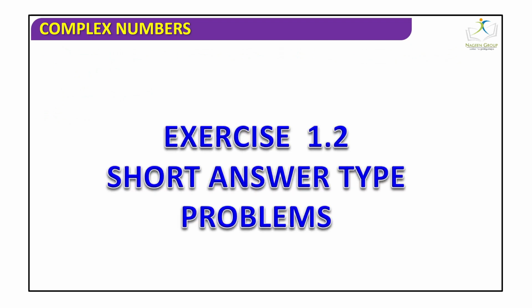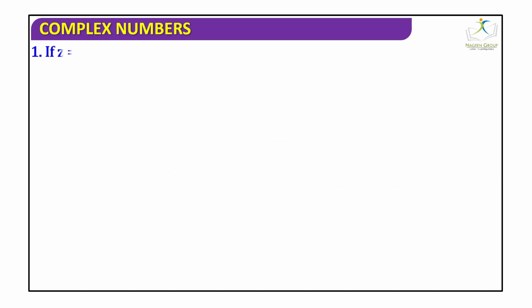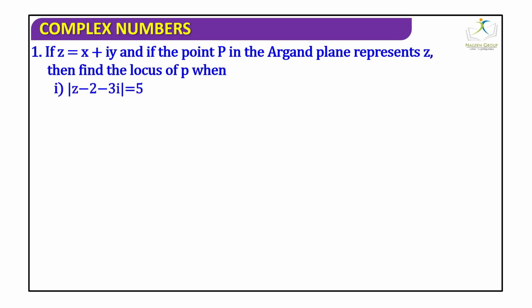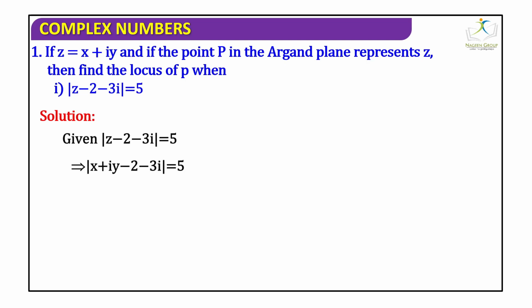Now this is Exercise 1.2, short question answer type problem. Here we have if z equal to this, then find out the locus of p when we have modulus of z minus 2 minus 3 iota equal to 5. What you have to do is find the locus. So first of all we put the value of z here. It's x plus iota y minus 2 minus 3 iota, equal to 5.